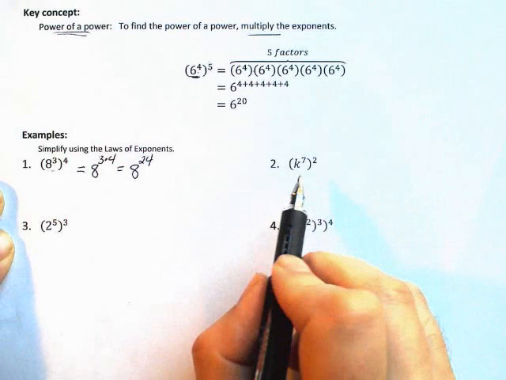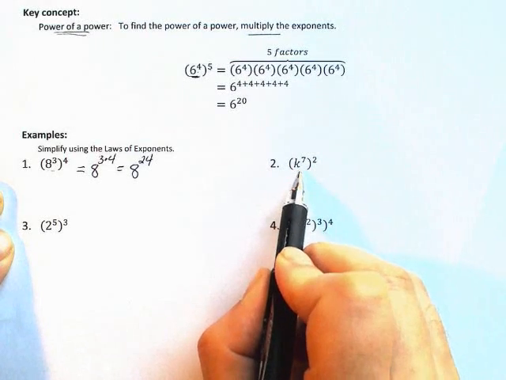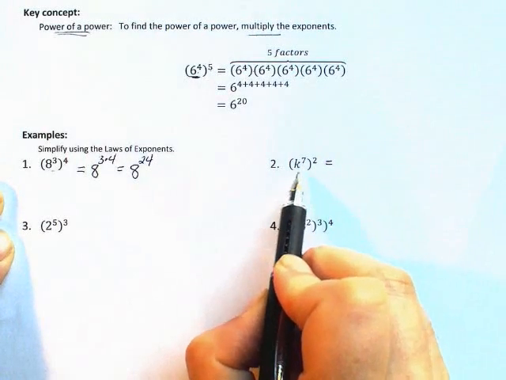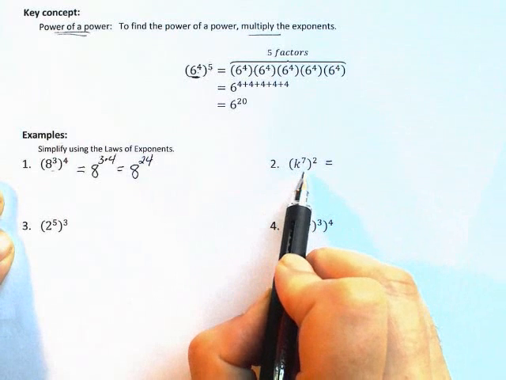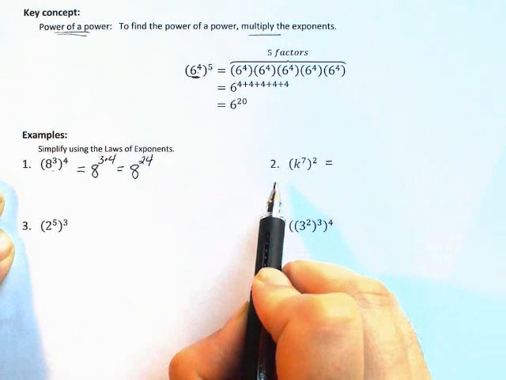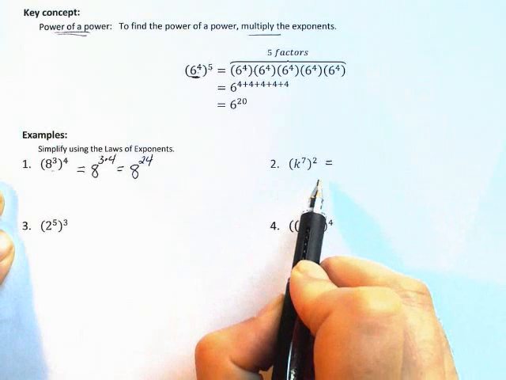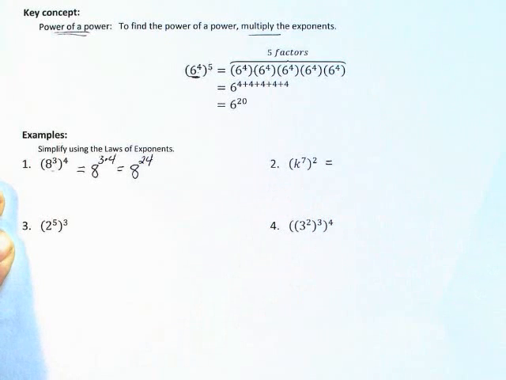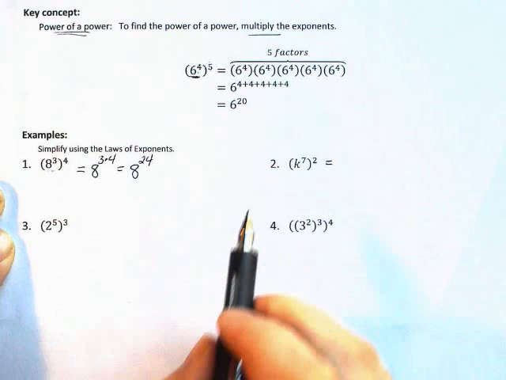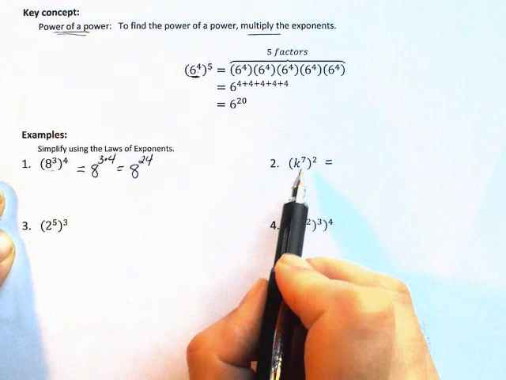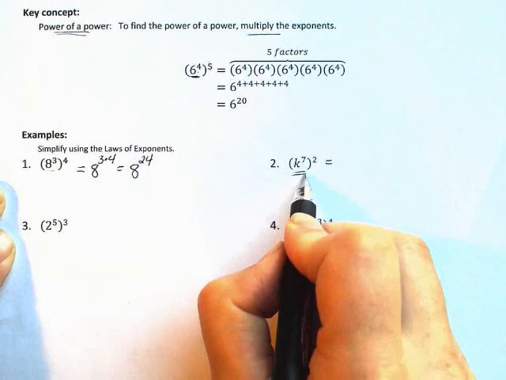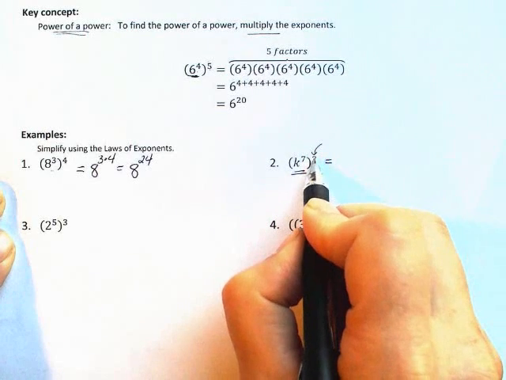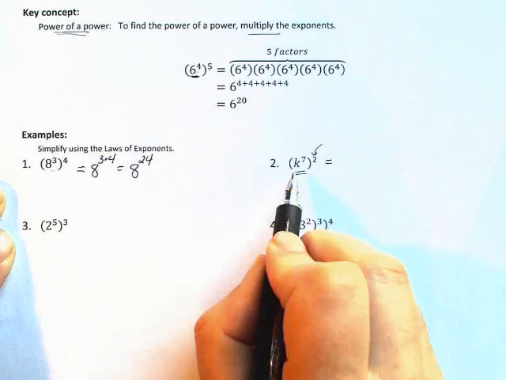Number 2, this will work with variables as well. Okay? We need to recognize what it is we're looking at. Is this the kind of problems from yesterday where we're repeatedly multiplying things? Is this a division problem? Or is this a power of a power? Okay, here is a power, k to the 7th power, that's a power. And then here is another power to the 2nd power. It's a power of a power.